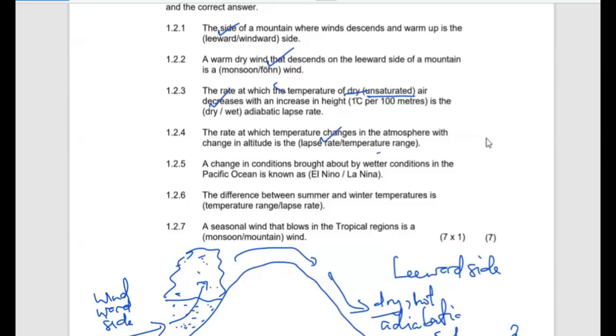Temperature range is the difference between the highest temperature recorded and the lowest temperature. If you are looking at the temperature range for a given day, we are saying the highest temperature that was achieved during that day, less the lowest temperature when it was excessively low. That difference is the temperature range.